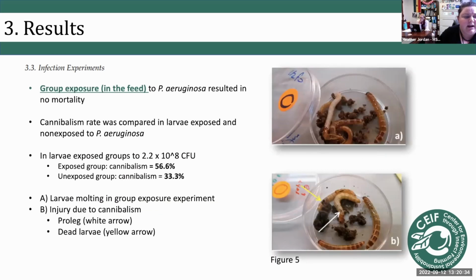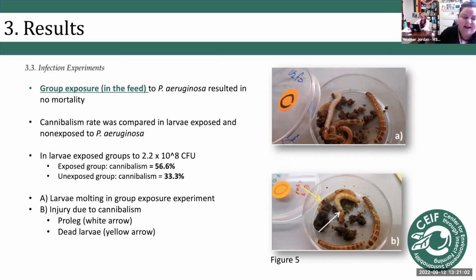The next round of infection experiments was group exposure, where the larvae were exposed to Pseudomonas in the feed, and that resulted in no mortality. The cannibalism rate was compared in larvae exposed and non-exposed to Pseudomonas. In the exposed group, cannibalism was 56.6%. The unexposed group's cannibalism was 33.3%.